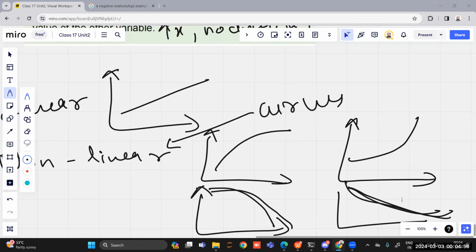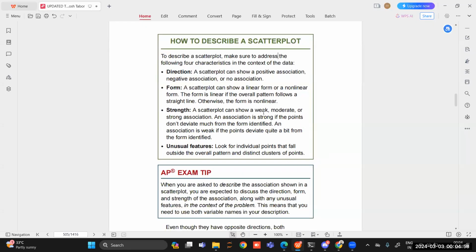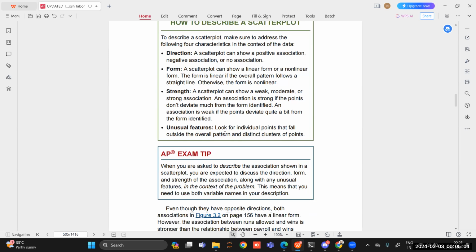And the strength also: strongly associated, weakly associated, or moderately associated. He has given here two things only. An association is strong if the points don't deviate much from the identified form, and an association is weak if the points deviate quite a bit from the form identified. And unusual features: look for individual points that fall outside the overall pattern and distinct clusters of points.